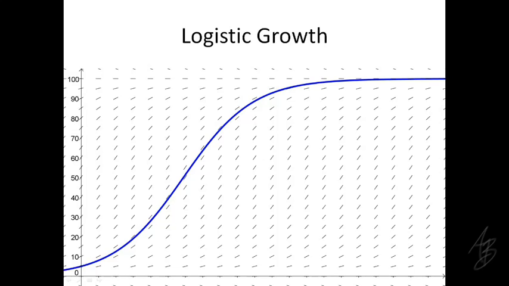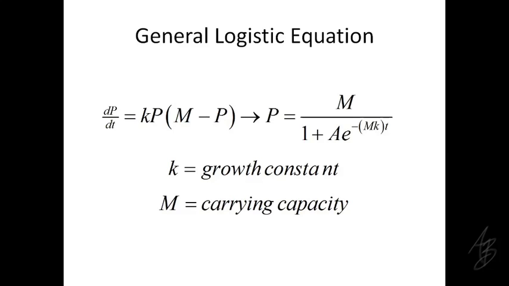And again, this equation is what we would expect here. We start out with slow population growth, and as the population grows, the rate of growth increases until we get halfway to the carrying capacity, and then it starts to level out again. And we can see here it never quite gets to 100, but it gets really, really close.